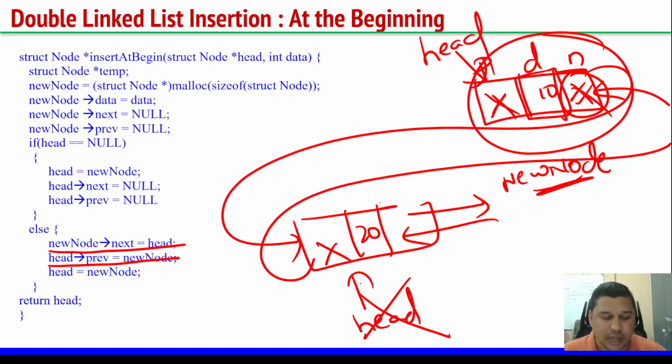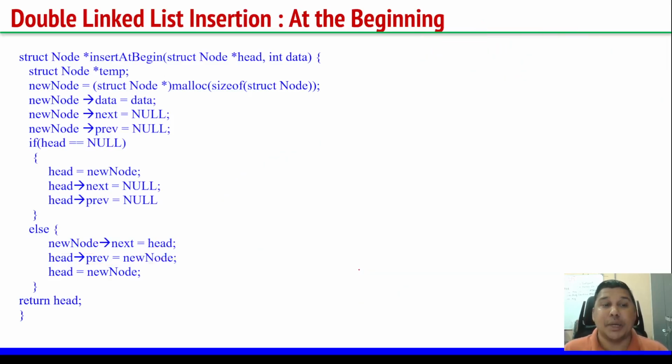Okay. So this is the logic of inserting an element at the beginning of a double linked list. Additional pointer previous is added compared to the single linked list operation, right.